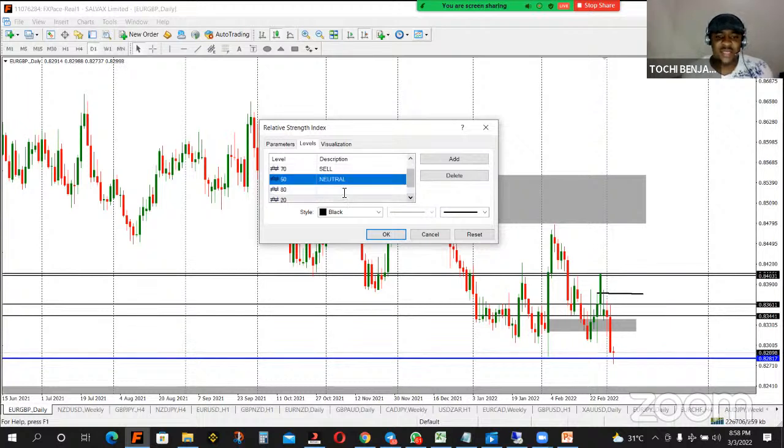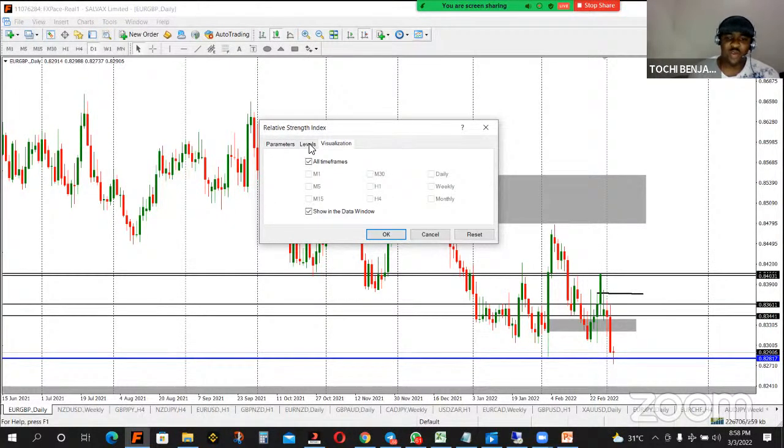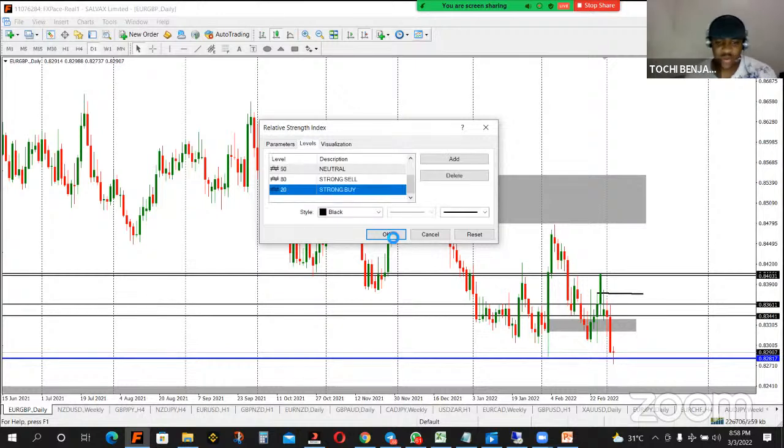When it is at 80, we should be looking for opportunity to sell. Okay, we've written sell before. Now we say strong sell. When it gets to 20, we should be looking for strong buy, to know that we are on a strong buy zone. Now, when you've done all of these things, you click visualization, all time frame. When you have gotten this, you just click OK on your chart.